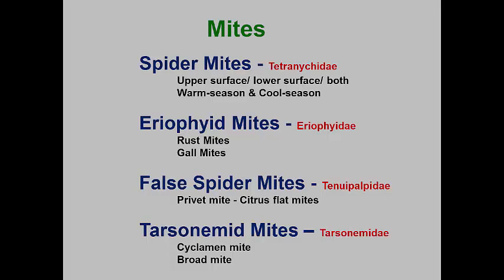The false spider mites are represented by the privet mite, the citrus flat mite, and the Phalaenopsis orchid mite in southern zones. These mites are usually flattened and they make pits or depressions on host foliage. While more problematic in houseplants, the cyclamen mite and broad mites can occur on summer bedding plants in the landscape.